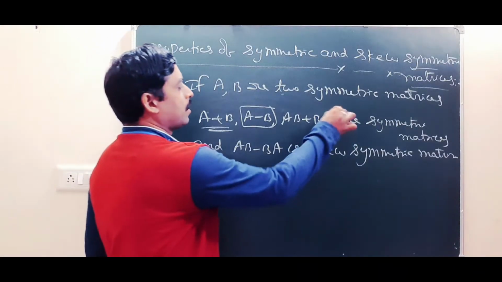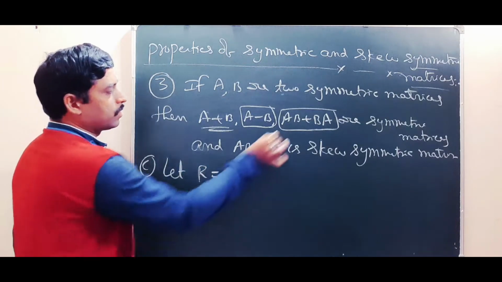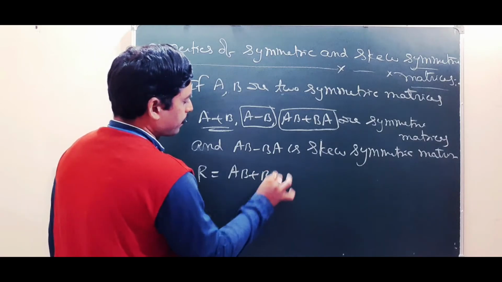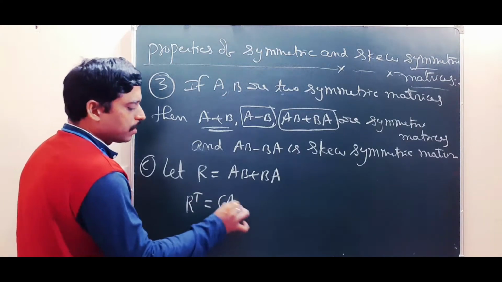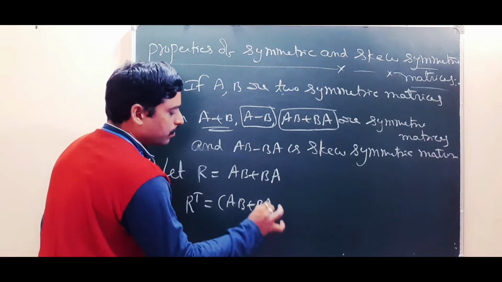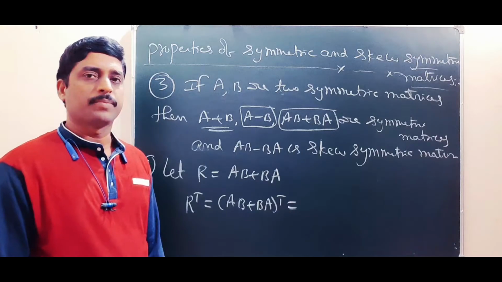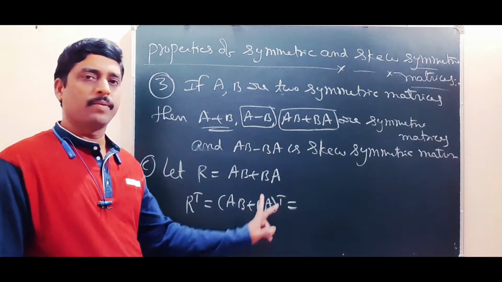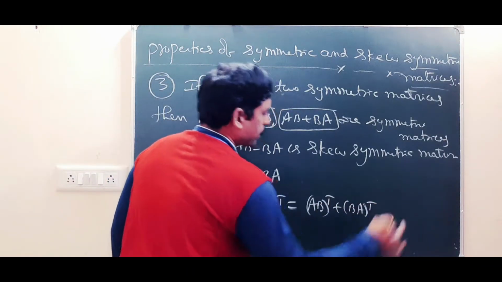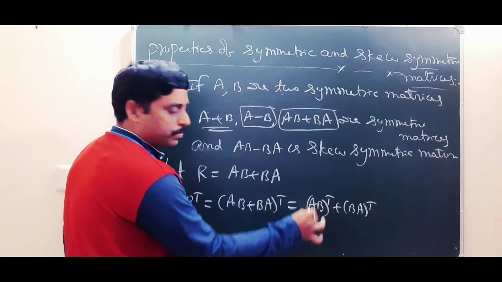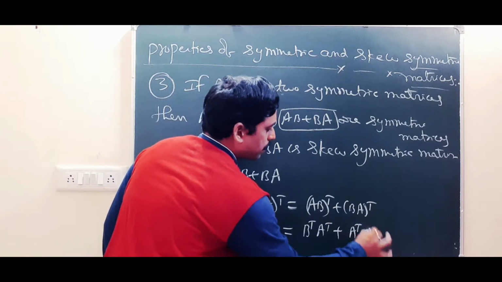Okay, now let us explain AB plus BA. Let us take R is equal to AB plus BA. Taking transpose on both sides, transpose of R is equal to (AB plus BA) whole transpose. We have the formula (A plus B) whole transpose equal to A transpose plus B transpose. So it will be (AB) transpose plus (BA) transpose. We have the formula (AB) whole transpose is B transpose into A transpose, and (BA) whole transpose is A transpose into B transpose.